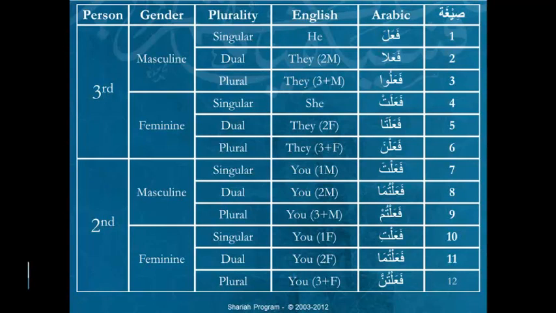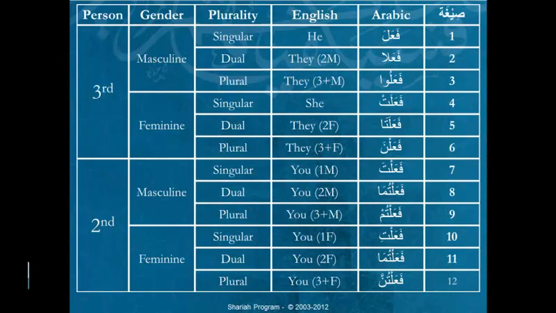Okay, so how many tas have we seen so far? Number 4 had a ta. Number 7 had a ta. And number 10 also had a ta. Look at the screen. Okay, notice that the ta in number 4 is sakin. Okay, it's a sign of femininity. It means that we're speaking about a female.